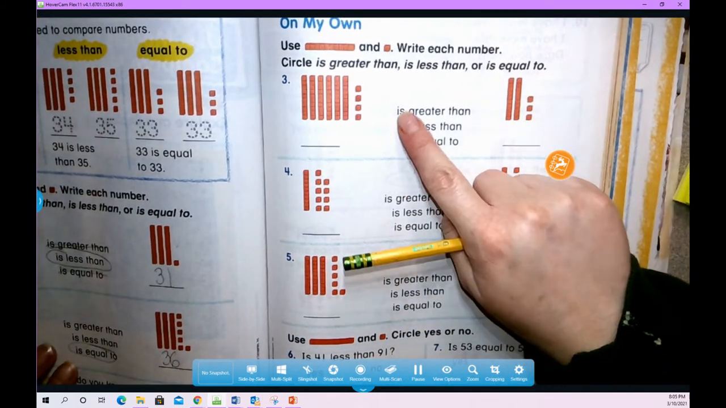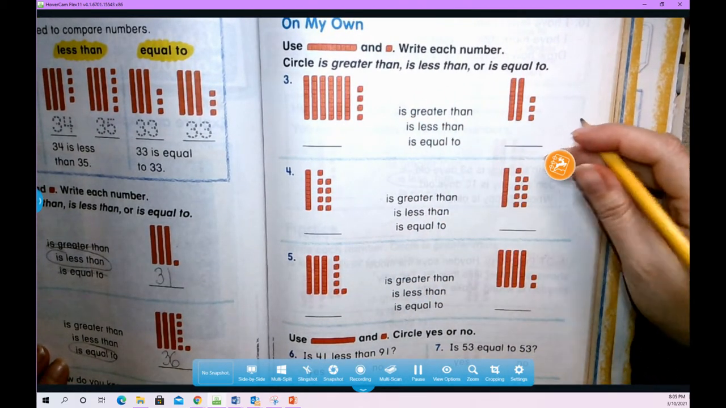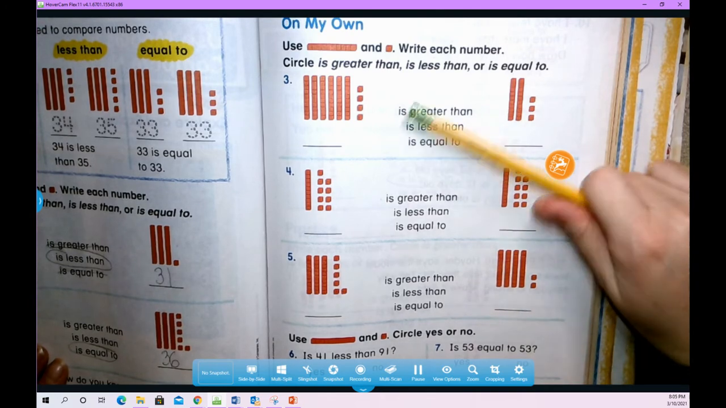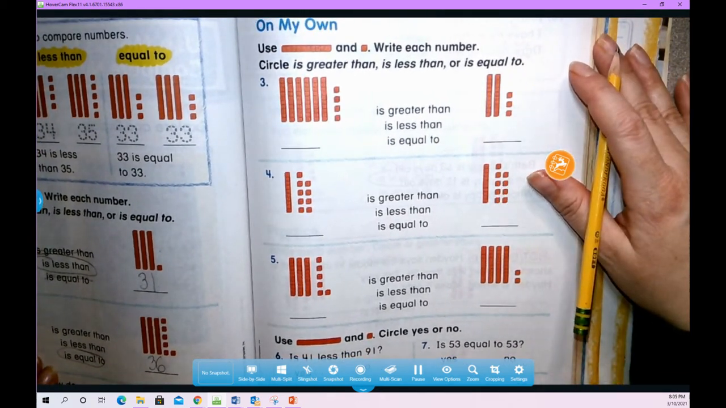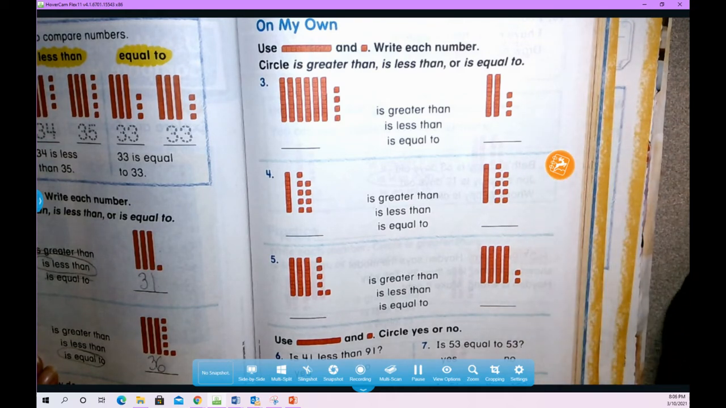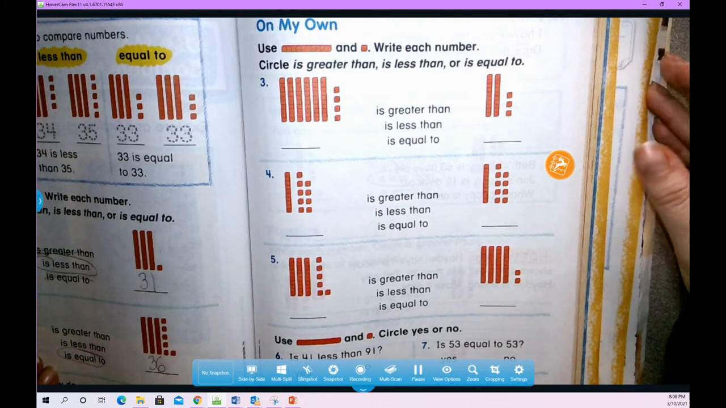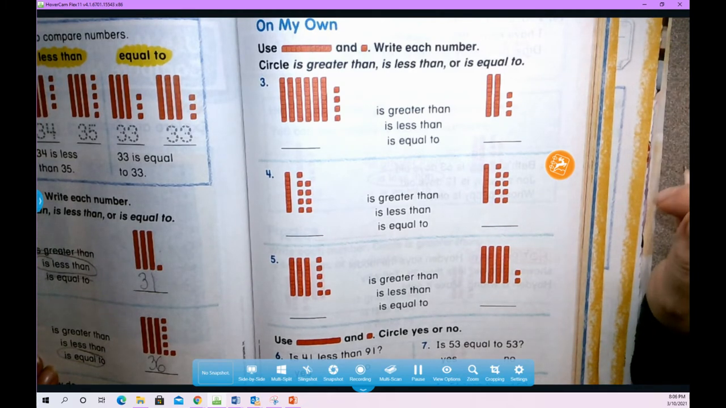Okay, I want you to try number 3 on your own. So you're going to pause the video and then you're going to come back to me. Remember, all I need you to do is try. That's all you ever have to do. If you get the wrong answer, that's okay because I'm going to be here to go over it with you, but you need to try it first. Okay, pause the video and try.